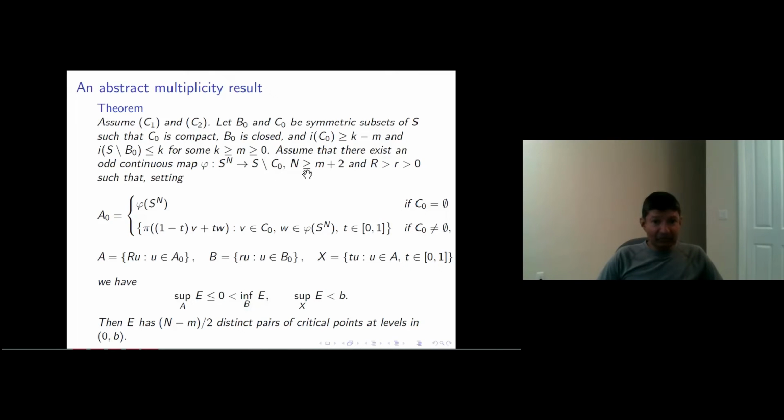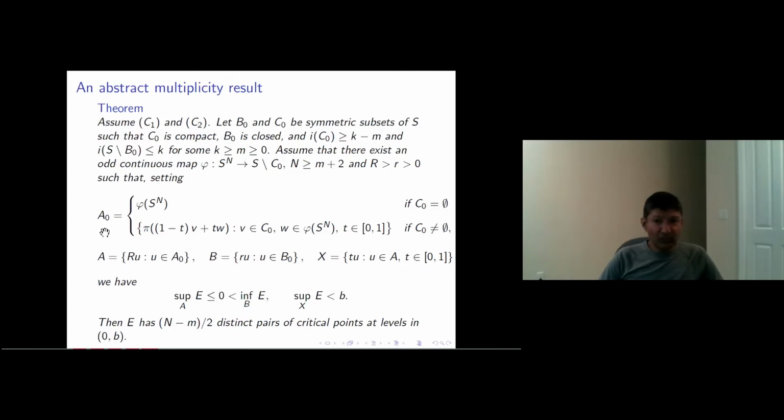and then for some n bigger than or equal to n plus 2, and assume that you also have two numbers, big R and small r, both positive, such that if you define sets A0, A, B, and X this way, you have these inequalities.